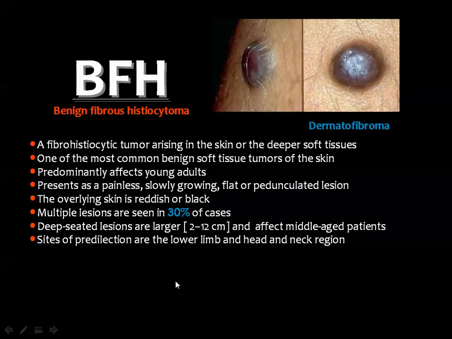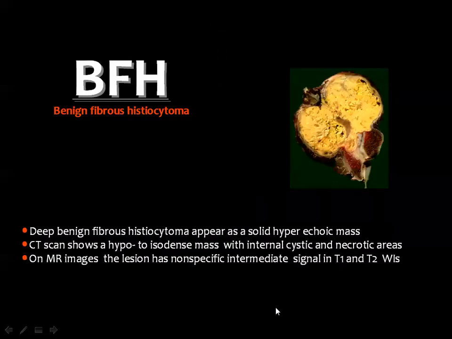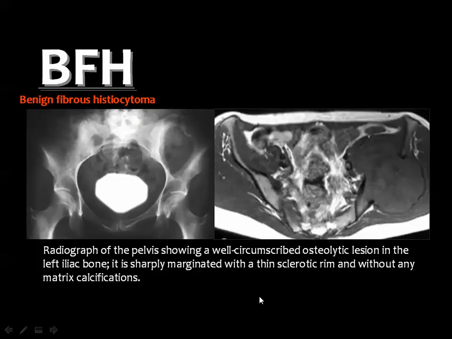of the cases. Deep-seated lesions are large and may reach a big size and affect middle-aged patients. Then the benign fibrous histiocytoma is a solid hyperechoic mass on ultrasound. It appears as a hypo-to-isodense mass on CT images, and on MRI the lesion has no specific criteria. It's just an intermediate signal in the T1 and T2.